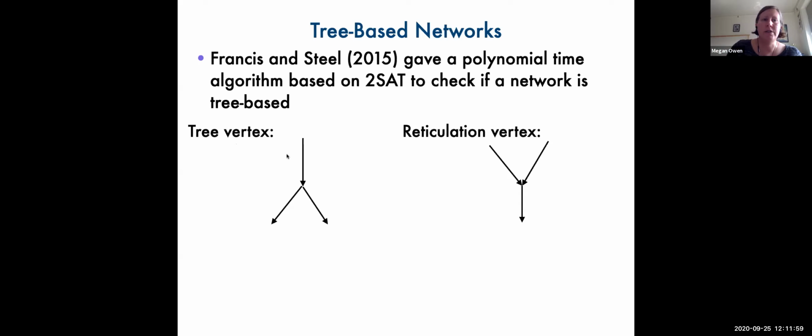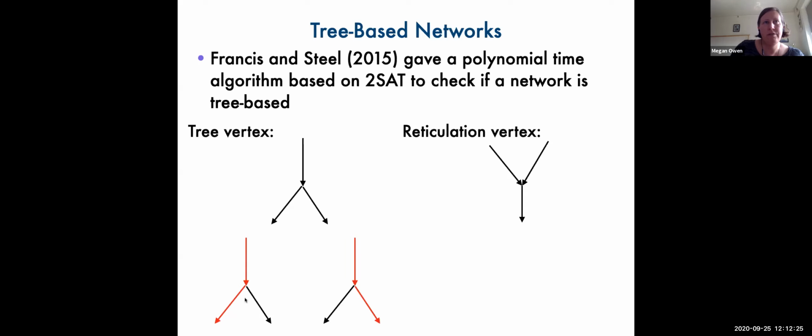So if you have a tree vertex, and your network is going to be tree-based, you've got to either have this situation where the red is the base tree, or you have to have this situation. Or I guess you could also have both. Sorry, I should have put that in. I could also have both of them because it's a tree vertex.